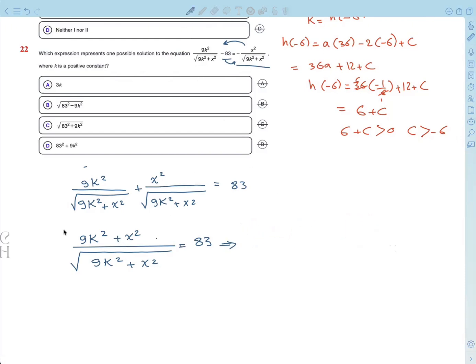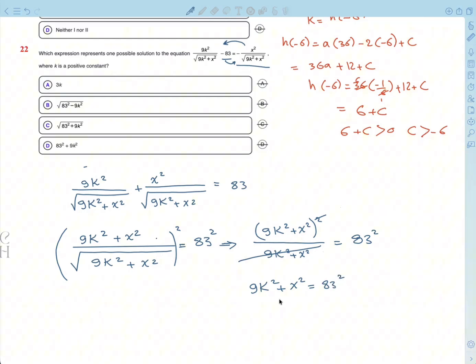It will be better. You can make the left-hand side all together squared and the right-hand side also squared. I will distribute the exponent over both the numerator and denominator. If you square it, you remove the square root with the power 2. So it's 9k squared plus x squared over 9k squared plus x squared equals 83 squared. Now you can cancel the denominator with one from the exponents, because you have the same value, 9k squared plus x squared. It means that we have 9k squared plus x squared equals 83 squared.